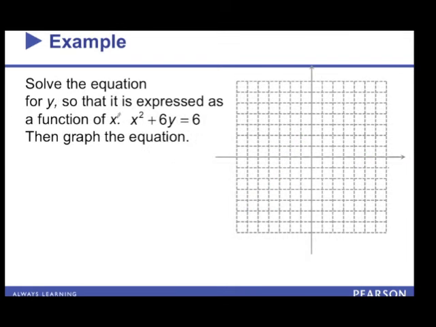Going to do that again. We're going to solve this equation for y, so we can get y as a function of x. So x squared plus 6y equals 6. 6y will equal 6 minus x squared, and y will equal 1 minus 1/6 x squared.